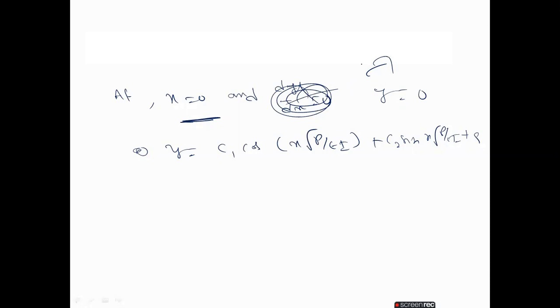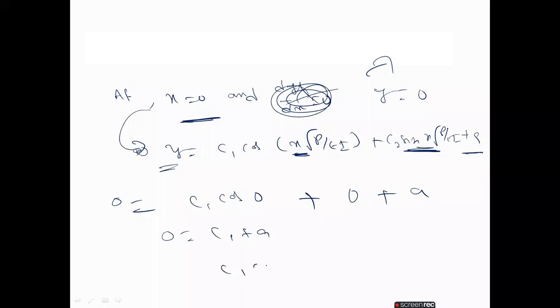In this condition, if I substitute into this equation, y equals 0 and x equals 0. Then c1 cos 0 plus c2 sin 0, where sin 0 is 0, plus the constant a. So 0 equals c1 plus a, which gives c1 equals minus a. So we got the condition c1 equals minus a. Now at point A, we take x equals 0 and y equals 0.